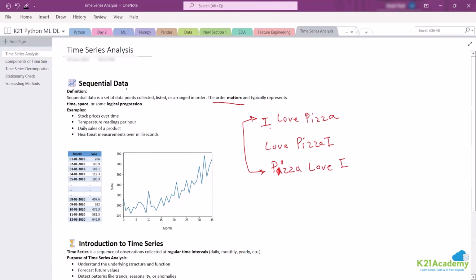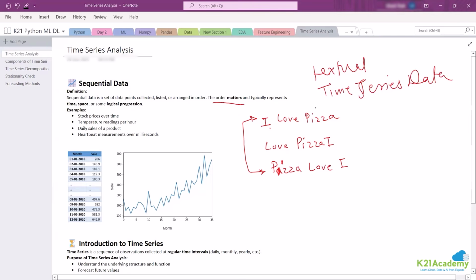There are two types of sequential data. One is textual data, and another is time series data. In time series, the data points are arranged in a fashion such that each belongs to some specific time. So that event occurred at some particular time.